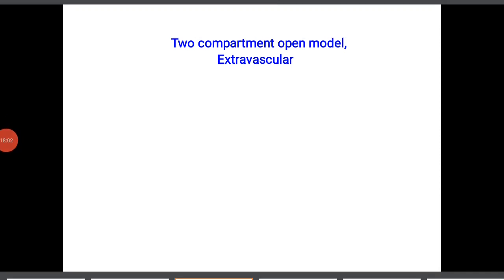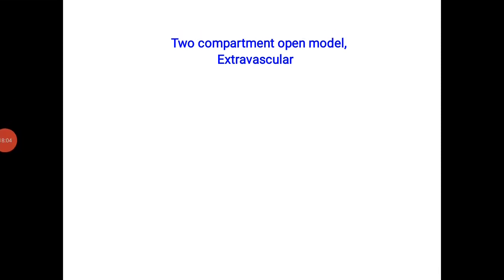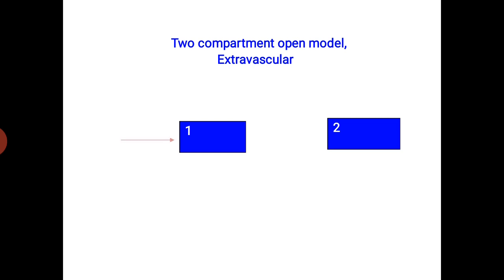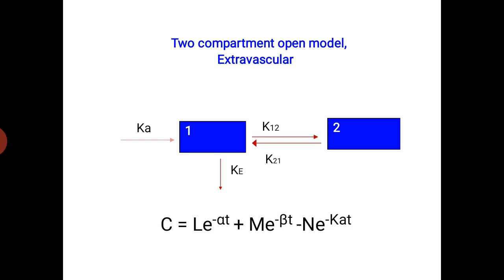So once again rewinding the session. Two compartment open model extravascular administration, we have the schematic representation. So for exam point of view, when you answer it, you have to draw the schematic representation. You have to write down what is Ka, K12, K21, Ke, and you have to write down this equation also.